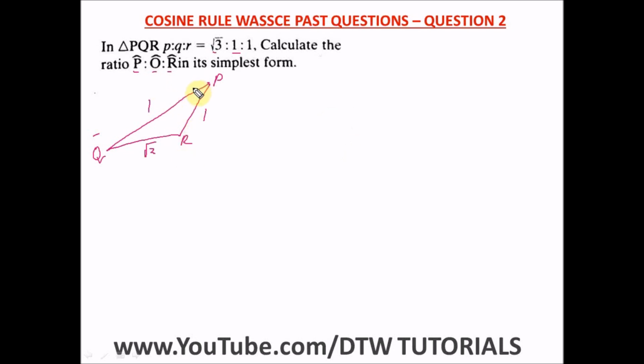Now to get our angle P, we do what? p square is equal to what? q square plus r square minus 2qr cos P, capital letter P. I've already shown you how to make cos P the subject of the formula when you want to find an angle. So I'm just quickly going to go straight. We have cos P equal to q square plus r square minus p square over 2qr.